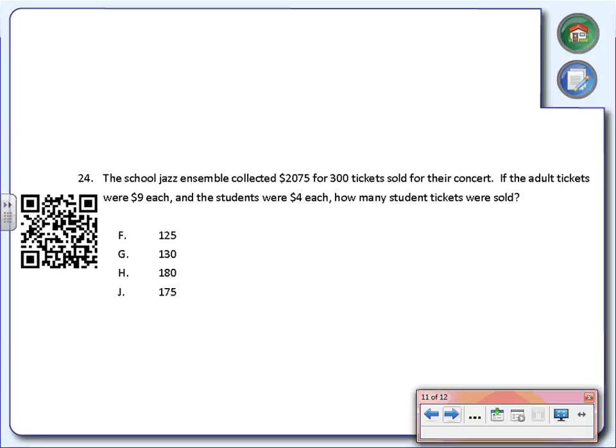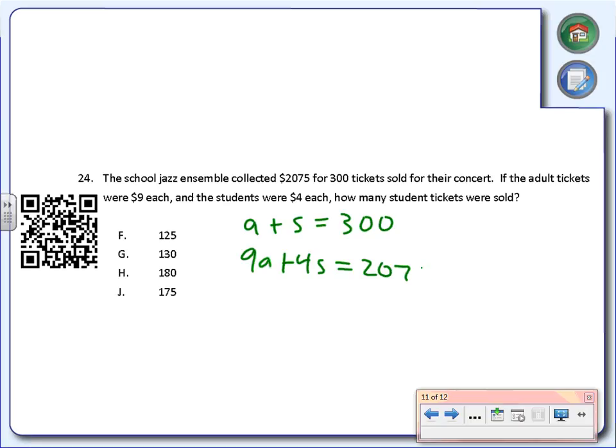I just used matrix and I put this. All right, show me what your system is, and then there's nothing wrong with using the matrix. All right, so there's one equation, A plus S equals 300, which is the number of tickets. They charge $9 for the adult tickets. They charge $4 for the student tickets. And the total amount of money they collected was $2,075.